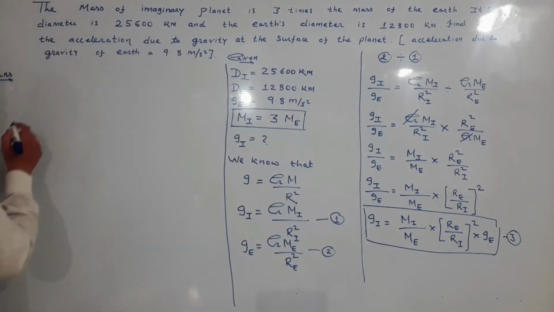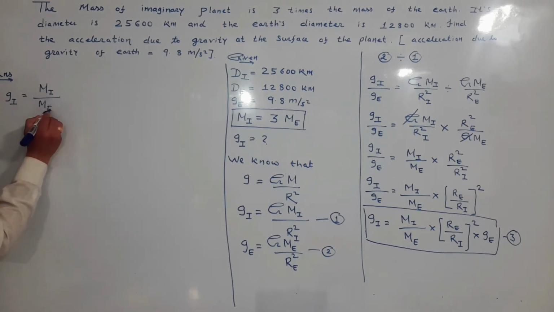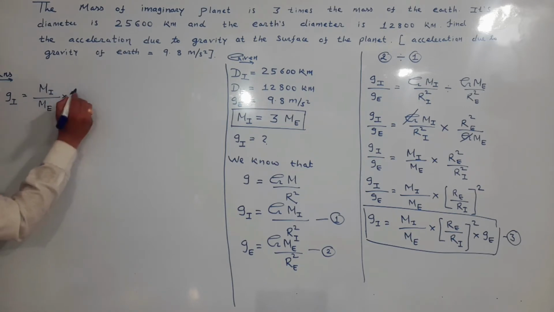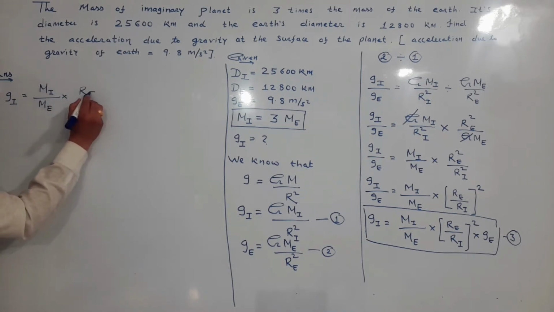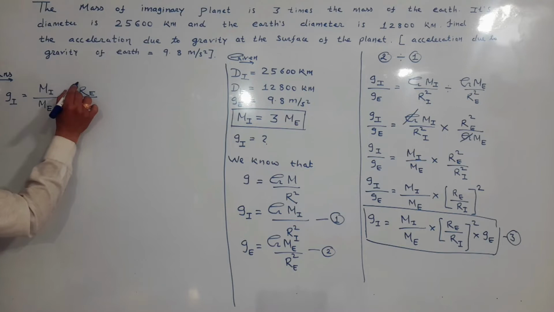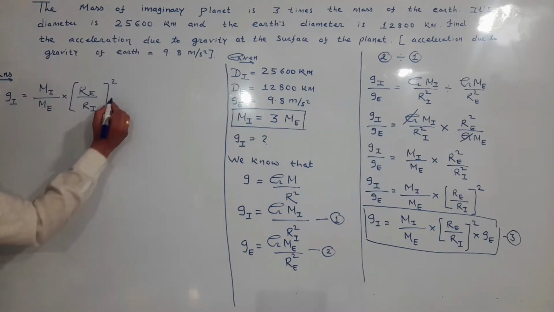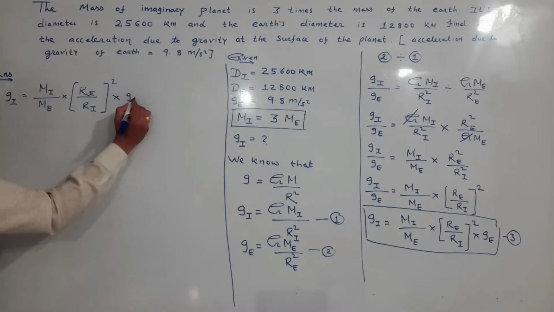So, my dear student, here we have got Gi is equal to Mi upon Me into (Re upon Ri) whole bracket squared into Ge.